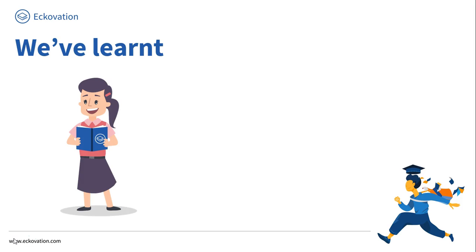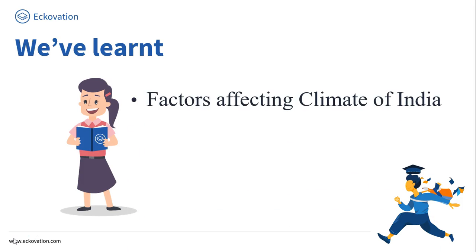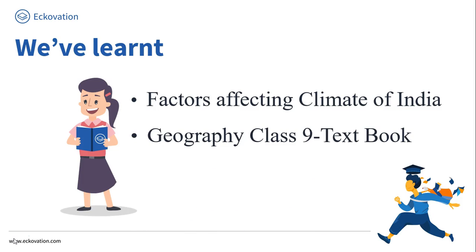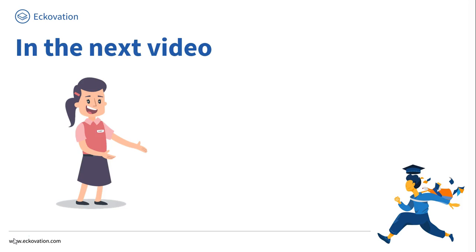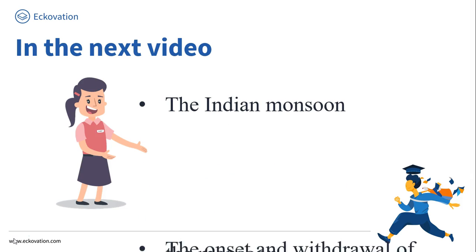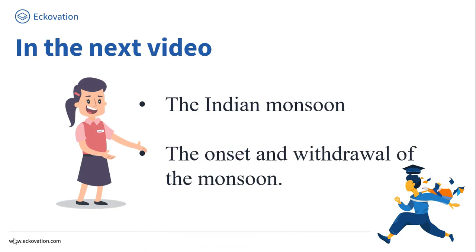Friends, in this video, we have learnt about factors affecting climate of India, and the reference is the Geography Class 9 textbook, and in the next video, we will see the Indian monsoon and the onset and withdrawal of the monsoon. Till then, thank you.